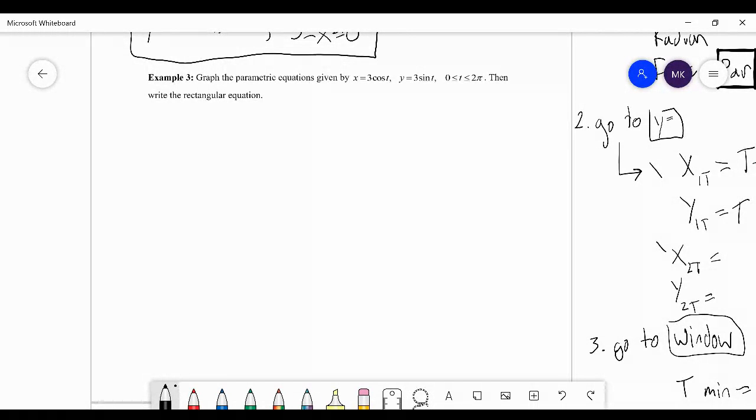It should be in parametric mode. Let's use our calculator to do this, because we're going to get some weird things, right? We know if t is pi over 2, we're going to get some roots and stuff like that in our values, and that's hard to graph. So let's do it ourselves on our calculator. So x is 3 cosine t, and y is 3 sine t.